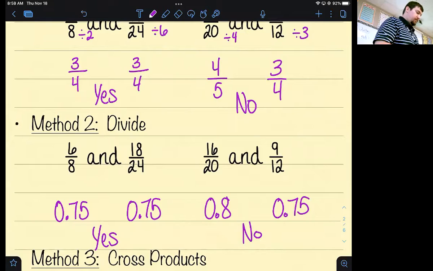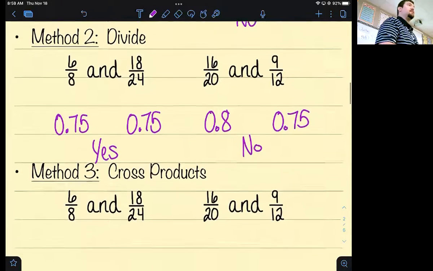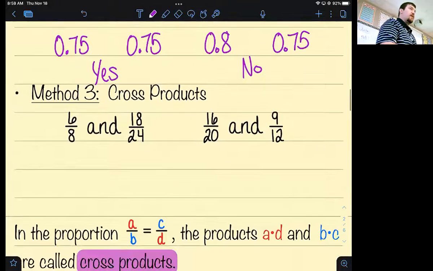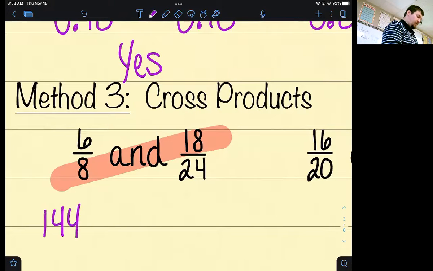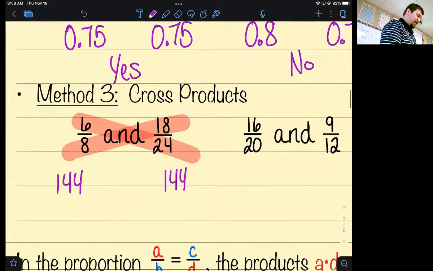Method 3. Possibly even easier. Cross products. You guys remember using the butterfly method last year? Okay, so let me show you how to use cross products. What is 8 times 18? 144. Okay. And what is 6 times 24? Oops. 144. I'm getting the same thing, so they are proportional.